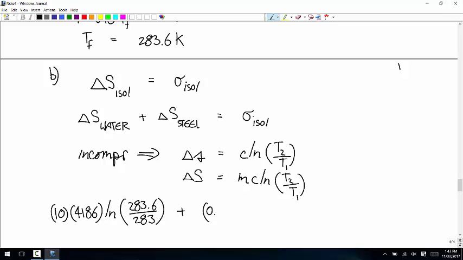plus 0.5 times 460 times the natural log of 283.6 over 400. And what do you get for that?